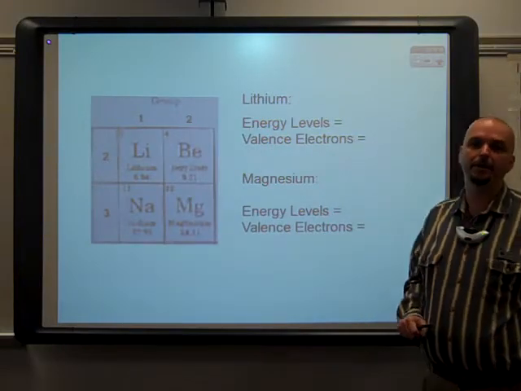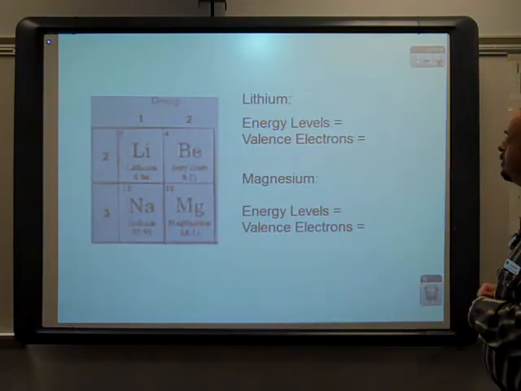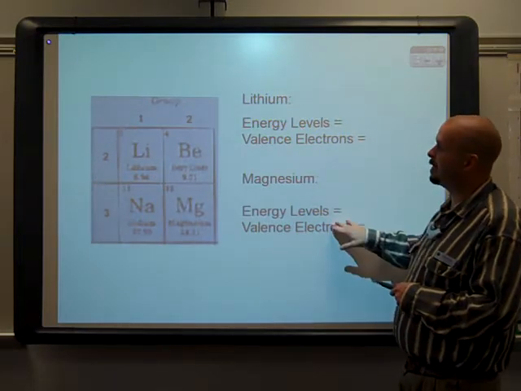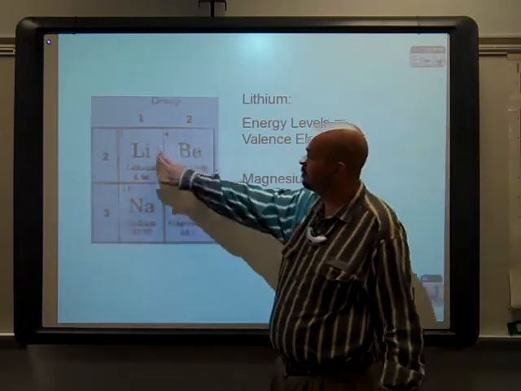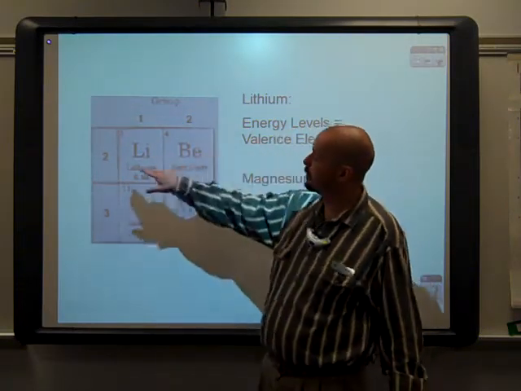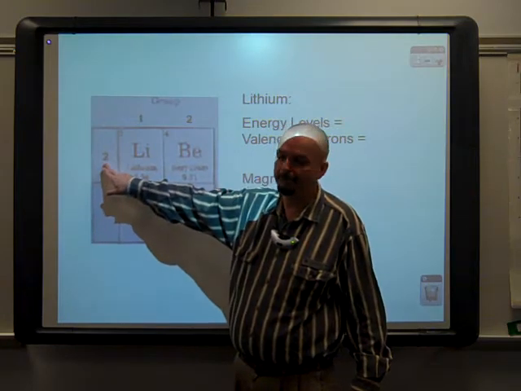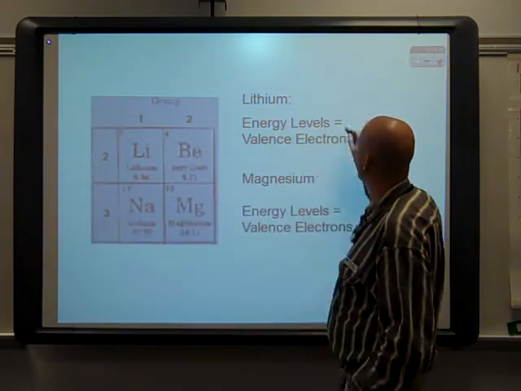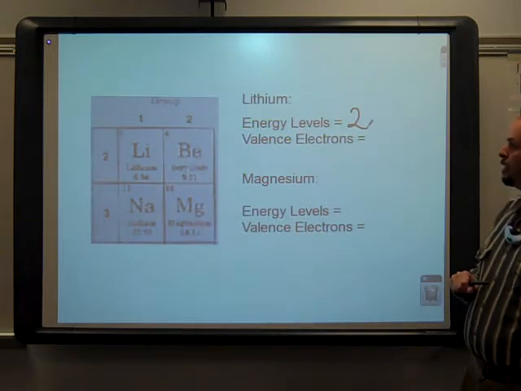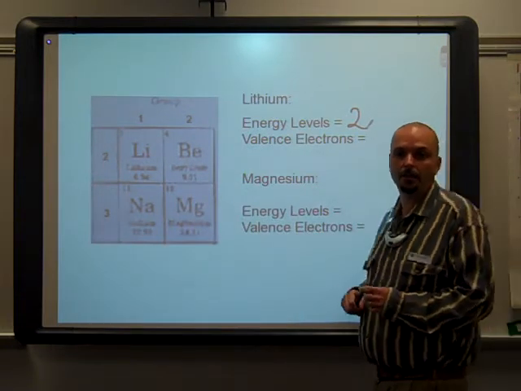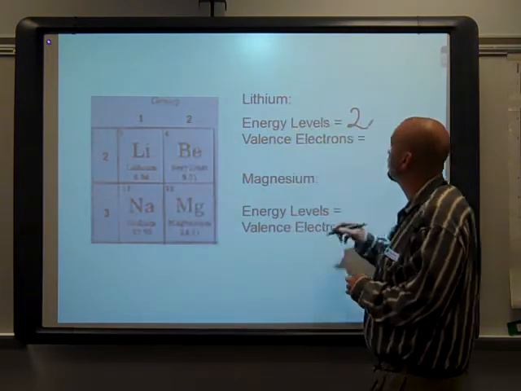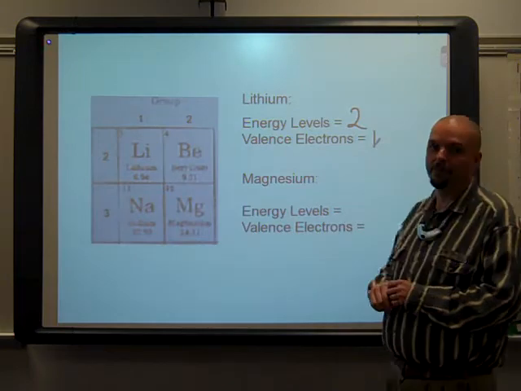I'm going to work a few examples to make sure that you have a chance to understand it before we move on to the second part of this. We'll look at lithium and magnesium first. Here is lithium, Li. We want to find its energy levels. We will look to its period number. Lithium is in period 2, therefore it has 2 energy levels. For its valence electrons, we will look at its group number. It is in group number 1, therefore 1 valence electron.